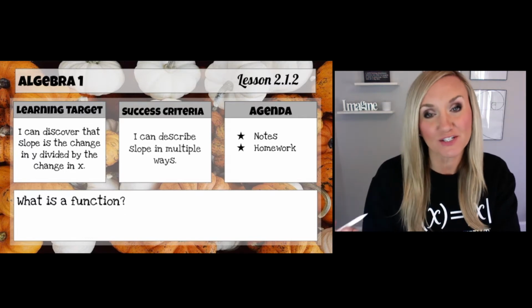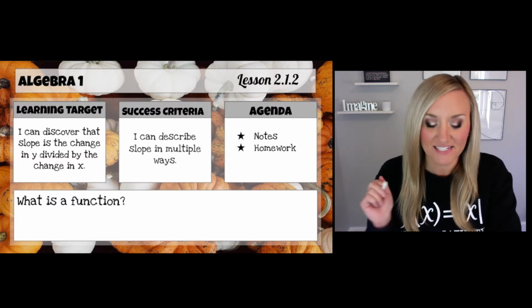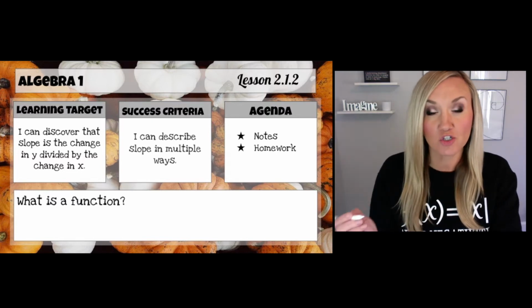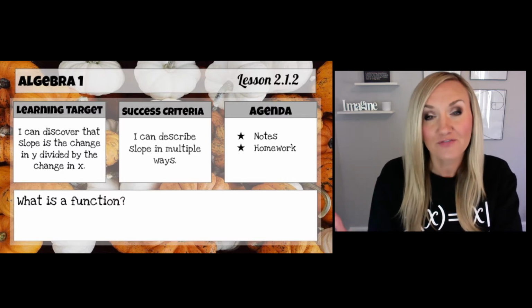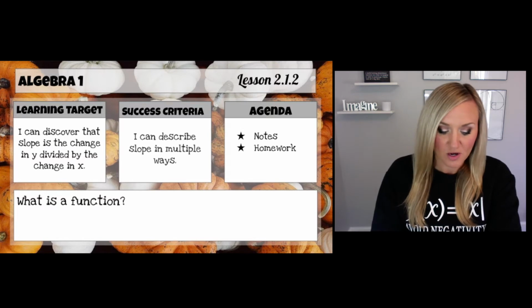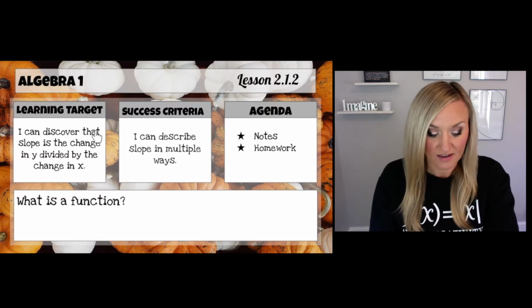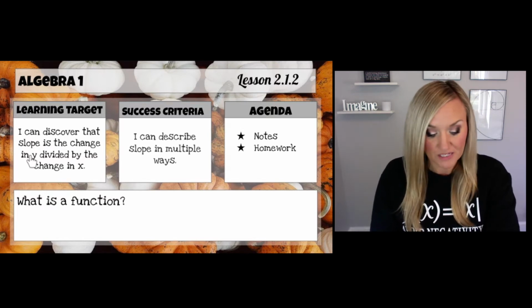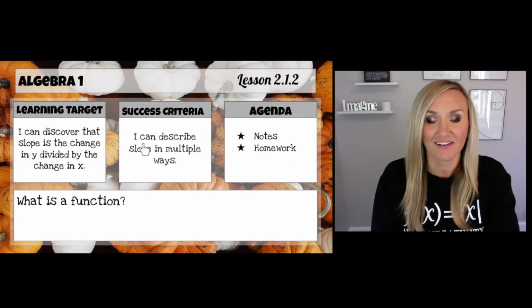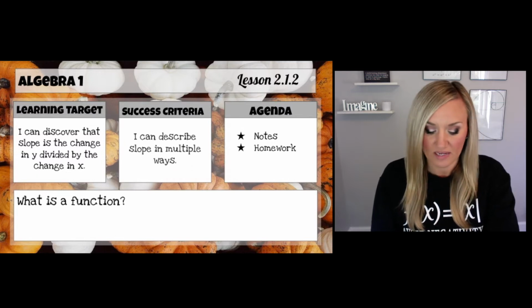We are in section 212 and today we are going to look at slope. We're going to look at the change in y, the change in x of an equation of a line and when we graph it. So let's talk about our learning target for today. I can discover that slope is the change in y divided by the change in x. And then you're going to be able to describe slope in lots of different ways today.